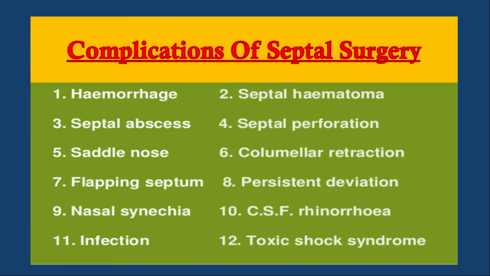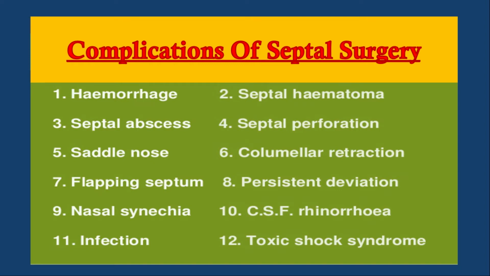Or one can have a supratip saddle deformity or a supratip depression. Columellar retraction can also occur because of taking a lot of the caudal end of the septal cartilage out and removing the support from the septum. So the columella may be indrawn towards the nasal cavity.